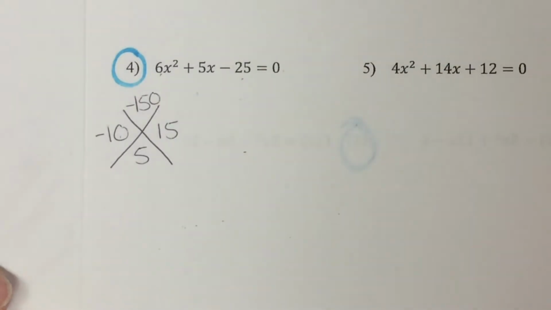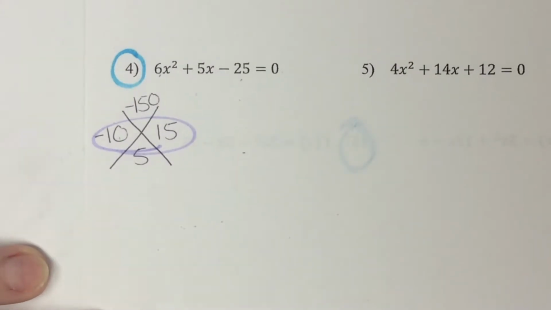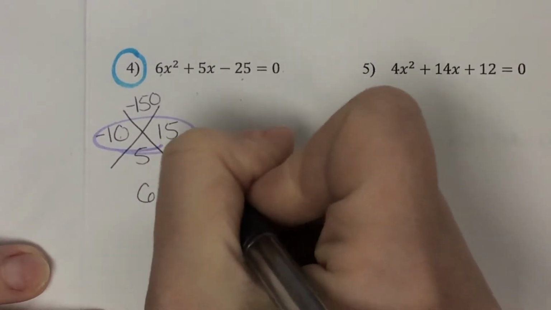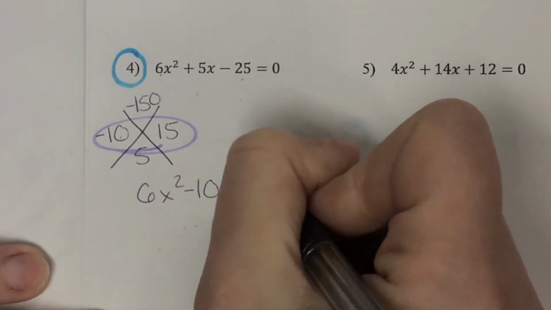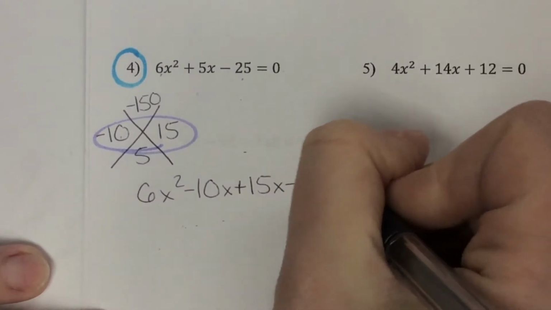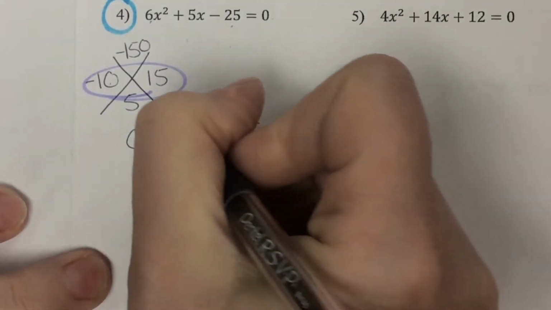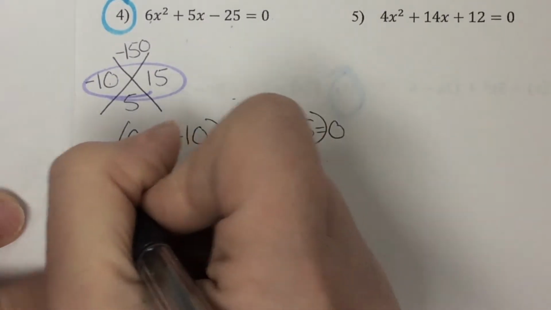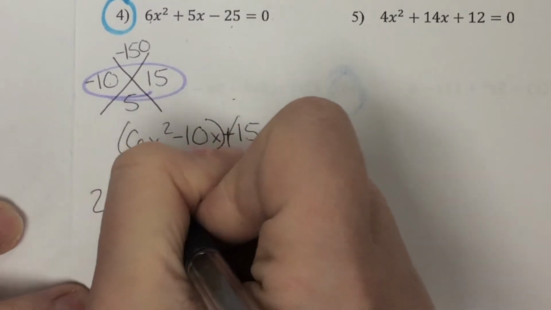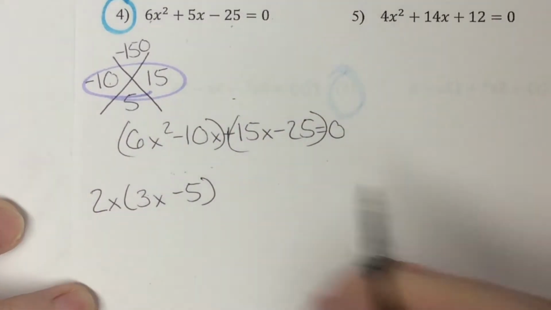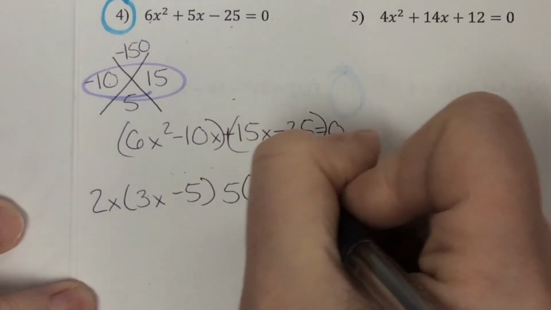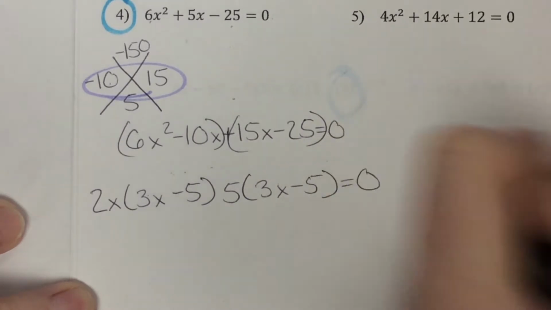All right. So factor by grouping. These are the 2 numbers that we are going to use to separate that middle term. So we have 6x squared minus 10x plus 15x minus 25 equals 0. Group the first 2, the last 2. With 6 and 10, we can factor out a 2 and an x: 2x times 3x minus 5. In the second group, I can factor out a 5: 5 times 3x minus 5. And that is equal to 0.